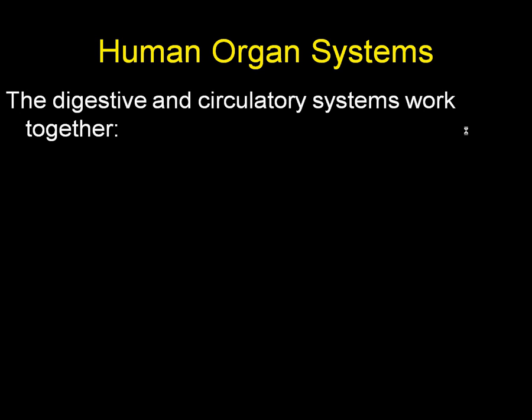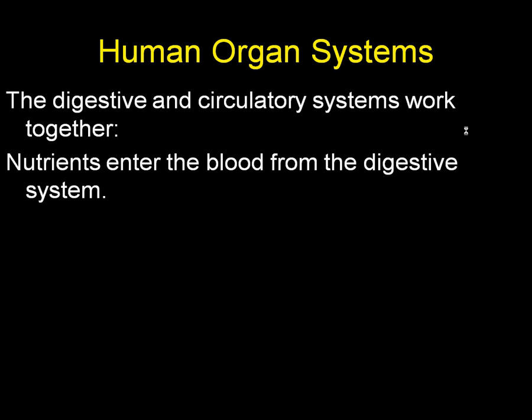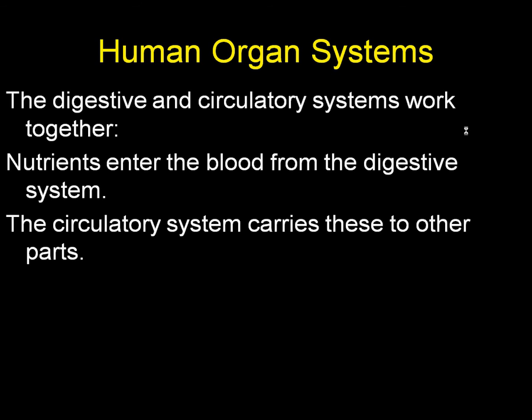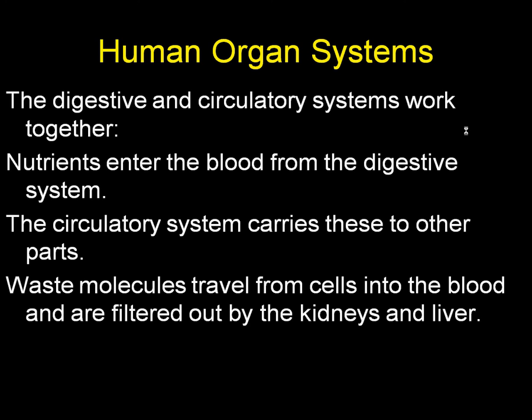The digestive and circulatory systems we were looking at, they work together. Nutrients enter the blood from the digestive system, and the circulatory system carries these to other parts. Waste molecules travel from cells into the blood and are filtered out by the kidneys and liver to be excreted. And that's what we need to know.